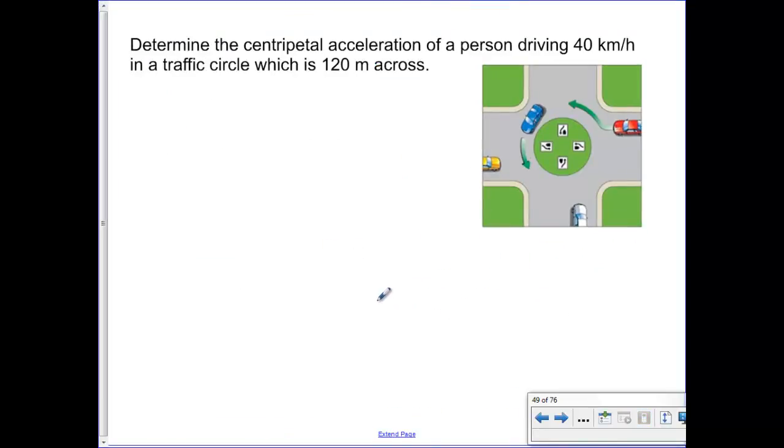Let's try to find the centripetal acceleration of someone going around a traffic circle. You guys drive around traffic circles ever? Okay, here's one of our first issues though. 40 kilometers an hour is not in proper units. We gotta put it into meters per second. So you're gonna have to, what is it, multiply by 1,000, divide by 3.6? Or no, yeah, multiply by 1,000, divide by 3,600. 11.111.